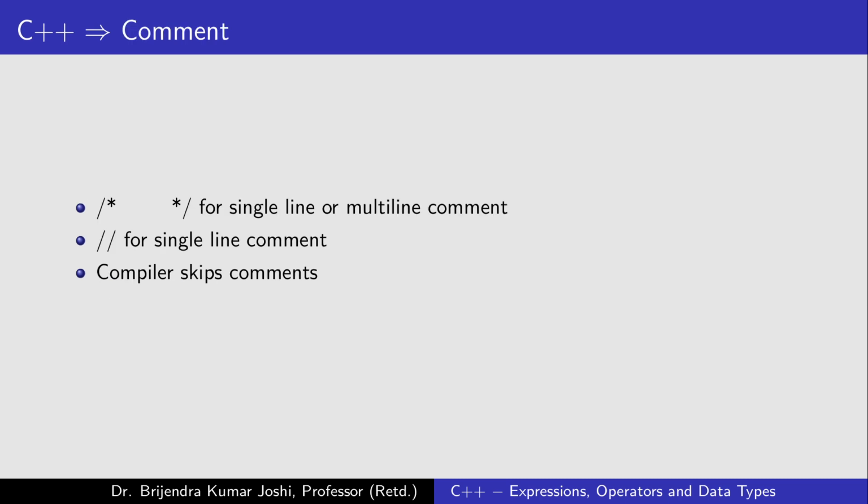Now comes comments. This pair of two symbols, /* and */. Whatever you write between these two is treated as a comment. So this pair can be used for single line comment or multi-line comment, as the case may be. This pair of // symbols is used for single line comments. And remember, the compiler always skips the comments before actual compilation begins.